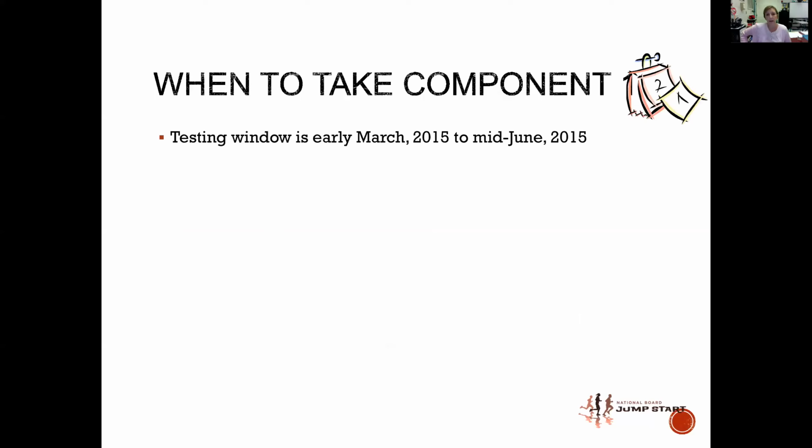Okay, so when do we take Component 1 test? The testing window is open from March until mid-June. I have had several candidates ask me about getting that authorization to test. Once you go into the National Board system, you become a registered candidate, you pay for Component 1, National Board should send you an authorization to test. Once you receive that, then you will call Pearson to make your appointment.